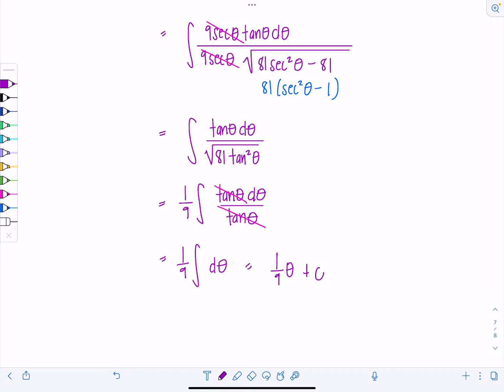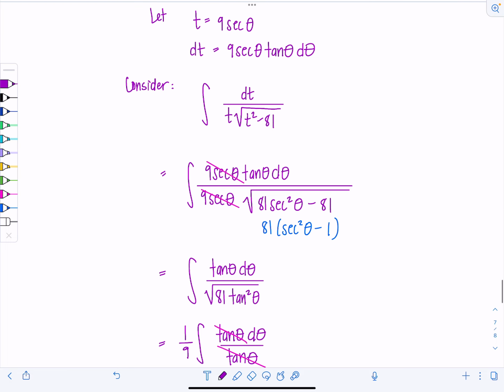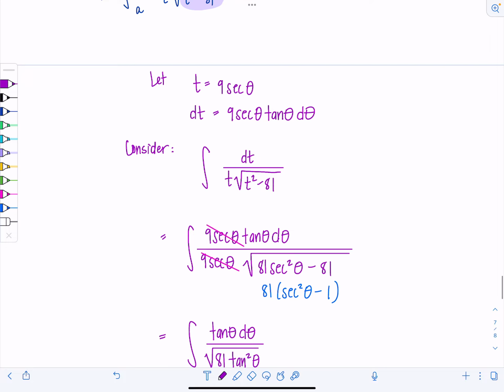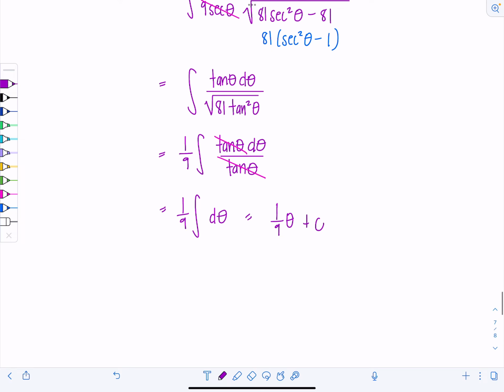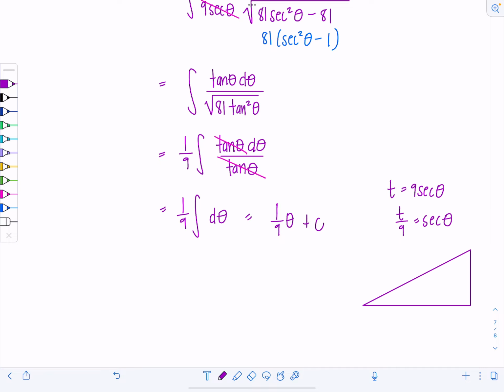Because remember, we wrote an indefinite integral. And our original variable was t. So t equals 9 secant theta. I need to rewrite everything in terms of the original variable t. That means t over 9 is equal to secant theta. It's triangle time. Yes, yes, yes.